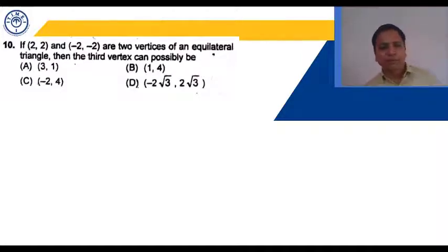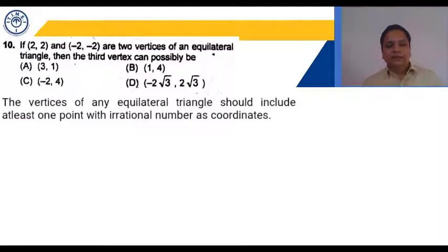Let's see what we can do. It says the vertices of an equilateral triangle. Please remember this point, the most important point. The vertices of an equilateral triangle should include at least one point with irrational numbers as coordinates. Most important point. It's a hardly 5-second question if you know this statement. If (2, 2) and (-2, -2) are two vertices of an equilateral triangle, then the third vertex can possibly be. And what is the statement saying?